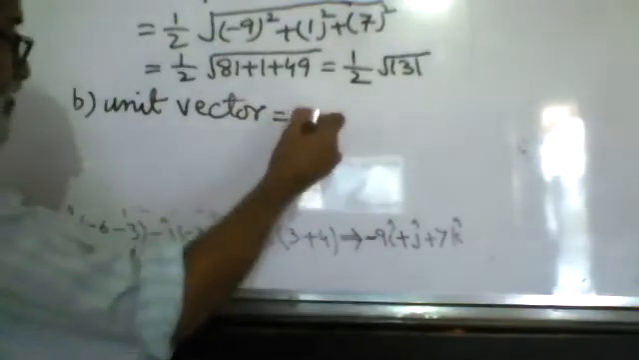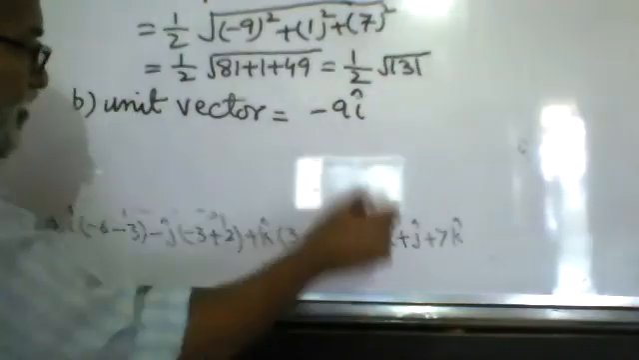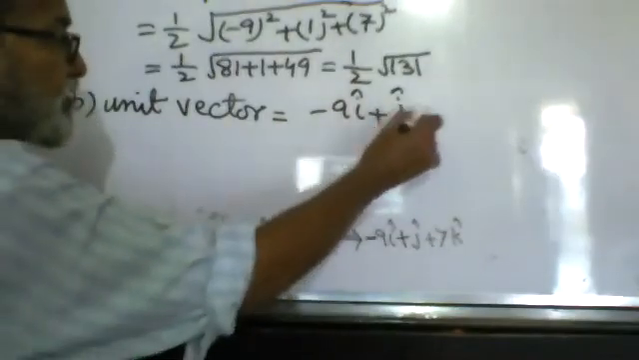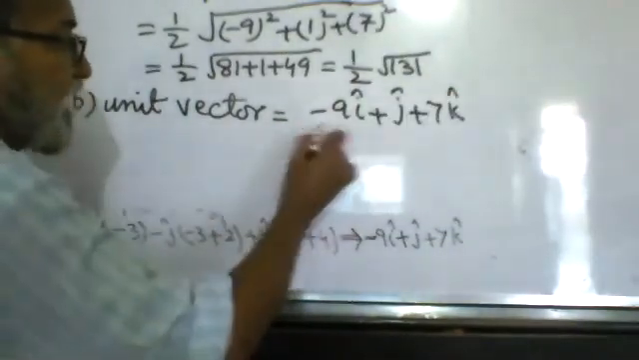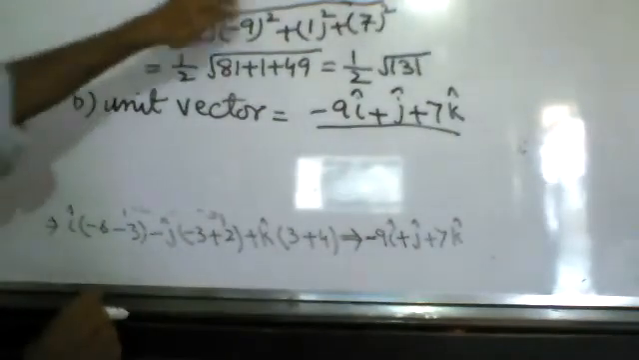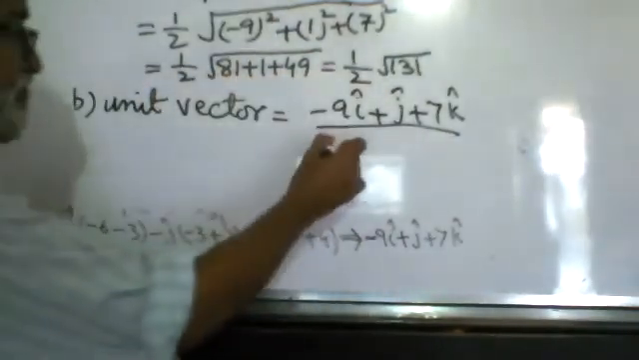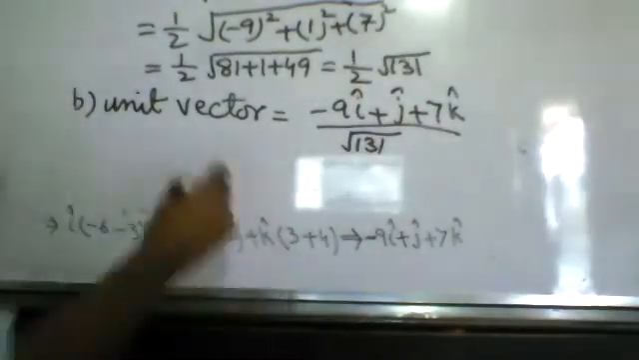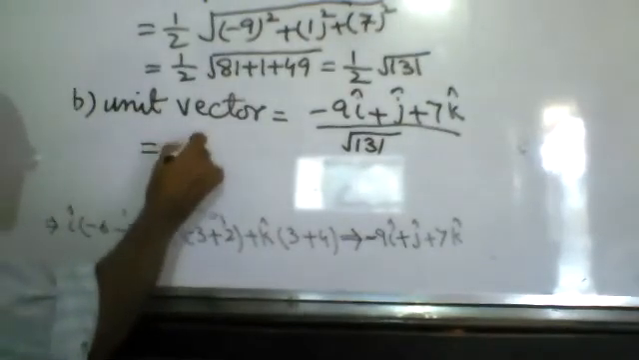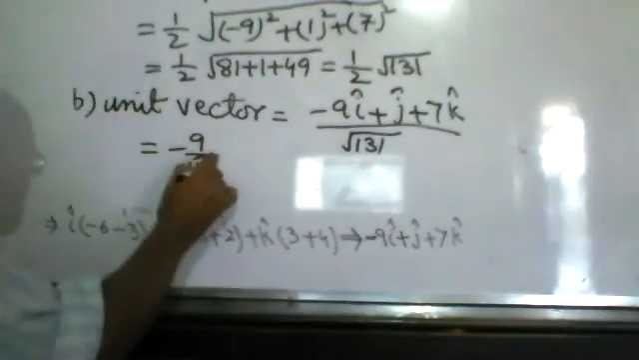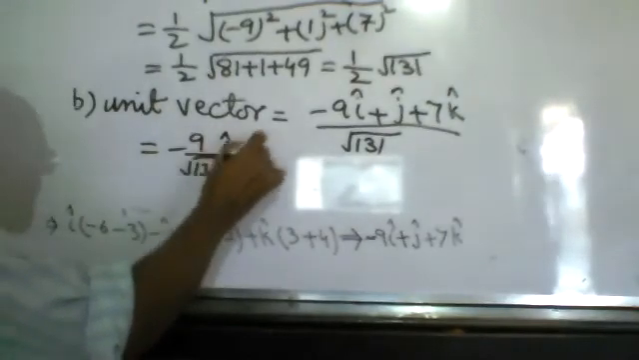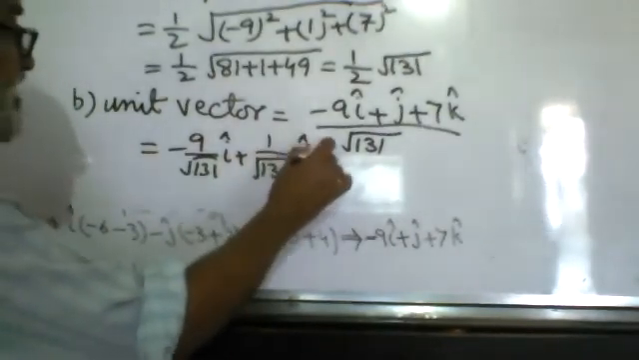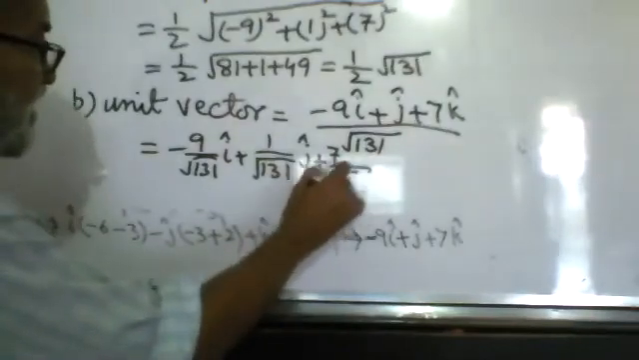This vector, minus 9i plus j plus 7k, divided by the magnitude of this vector, that is under root 131. We separate them. It will become minus 9 over root 131 i, plus 1 over under root 131 j, plus 7 over under root 131 k.